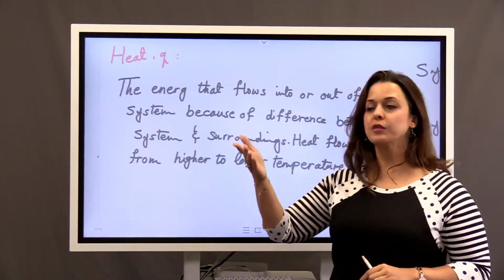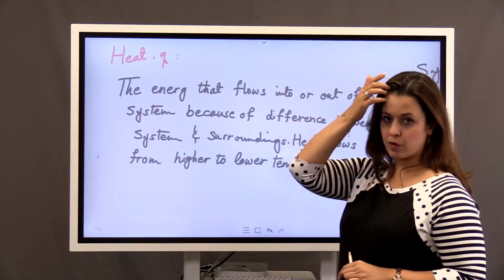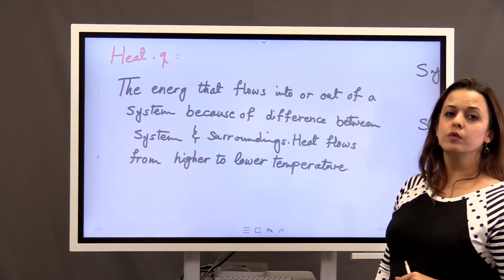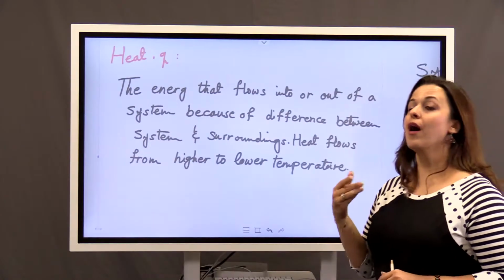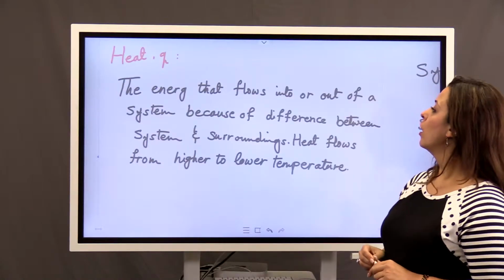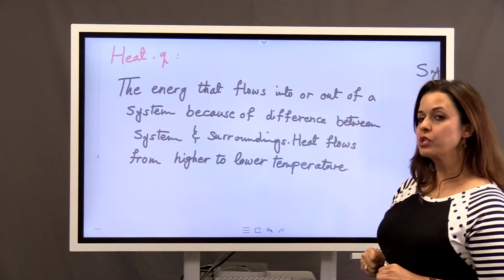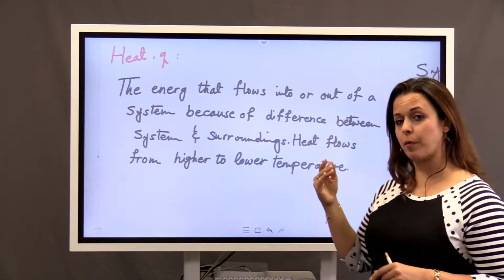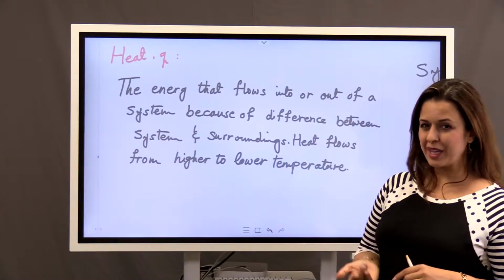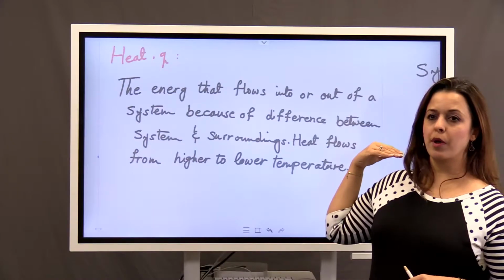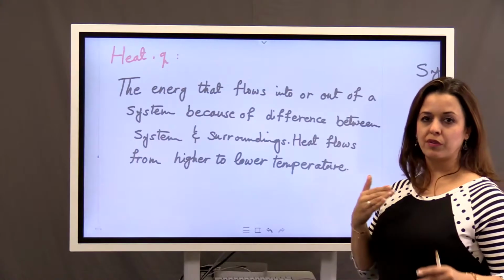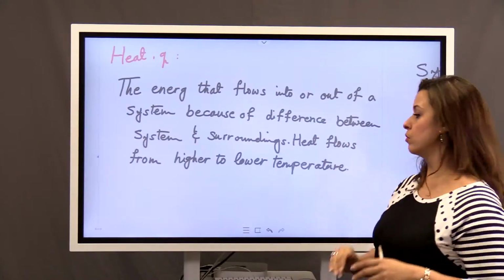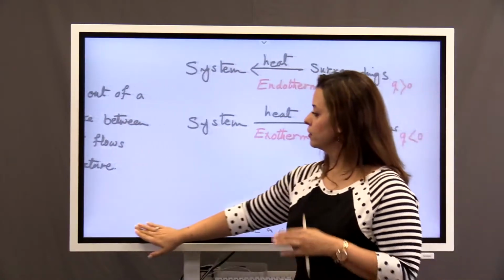So we say heat, what is heat? Heat, first of all, is shown as Q, and it's a type of energy that flows into or out of the system because of the difference between temperature in system and surroundings. And don't forget that heat always flows from higher to lower temperature. So heat is the amount of energy that flows from higher temperature to lower temperature between system and surroundings. I told you thermodynamics is the heat exchange between these two things, between system and surroundings.